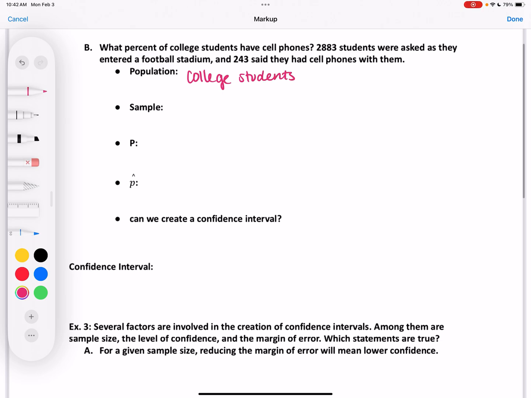Then the sample is what? College students in the stadium. Yeah. And we could probably say specifically the 2,883 just to have that there for reference to know exactly what we're talking about. So P is our population proportion. So the P that's by itself is going to be the proportion of all students with a cell phone.